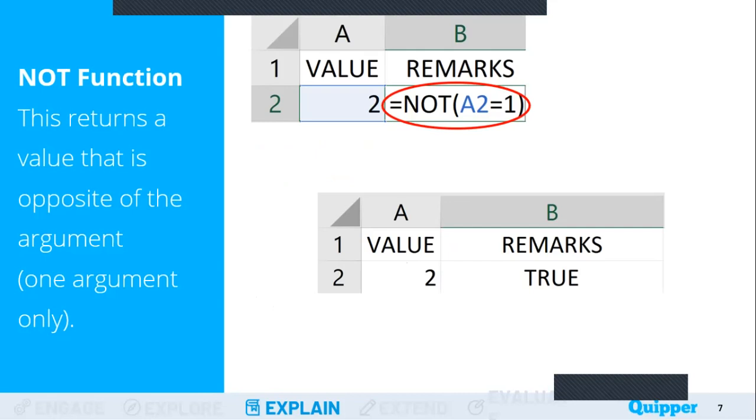Okay? We also have NOT function. NOT function, this returns a value that is opposite of the argument. One argument only. So, ang NOT class is only one argument. Okay? One argument only. NOT.